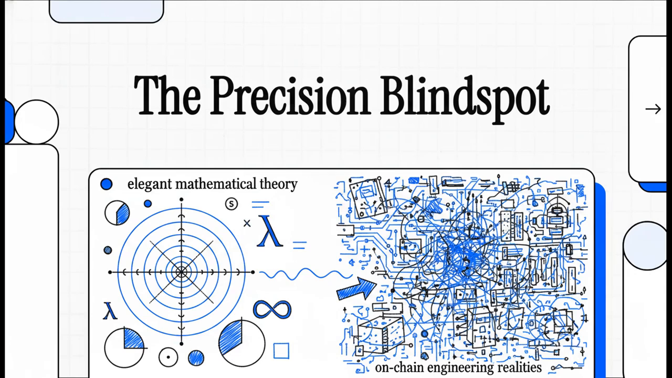Welcome to This Explainer. Today, we're unpacking the elegant mathematical theory behind OrbSwap's polar coordinate architecture and, well, contrasting it with the messy, undocumented realities of its on-chain engineering. It's a really fascinating look at what actually happens when pristine academic math collides with the rigid, unforgiving constraints of smart contracts, and more importantly, why that collision directly matters to your wallet.